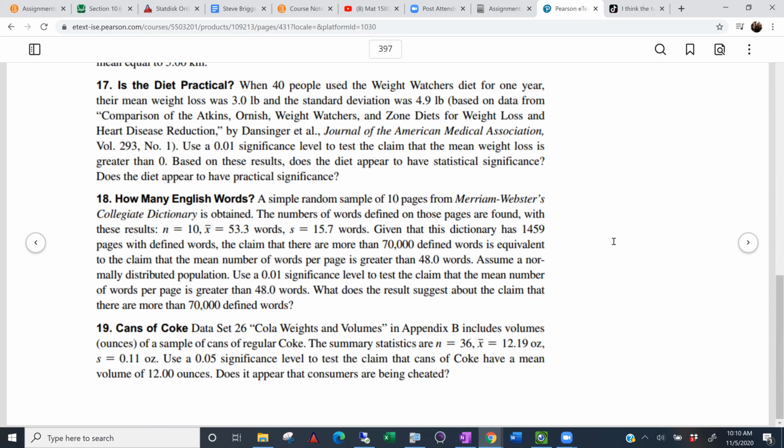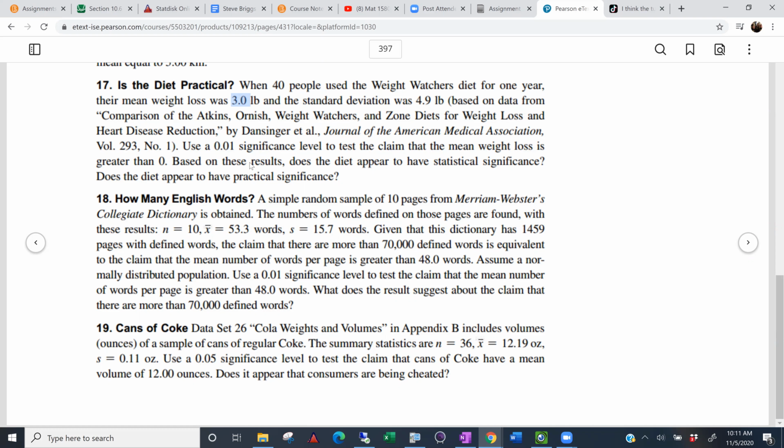So we're going to continue our work with hypothesis test with problem number 17. When 40 people used Weight Watchers diet for 1 year, their mean weight loss was 3 pounds, and the standard deviation was 4.9 pounds. Use a 1% significance level to test a claim that the mean weight loss is greater than 0. Based on these results, does the diet appear to have statistical significance? Does it appear to have practical significance? So those are two different questions.